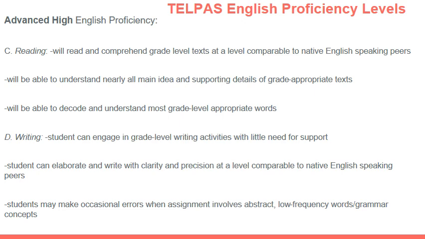An ELL student with advanced high English proficiency in their reading will be able to read and comprehend grade level texts, and their comprehension will be comparable to that of a native English speaking person. They'll also be able to understand the main idea and supporting details of grade appropriate text, and they won't necessarily need to have significant contextual support. They'll be able to read just the text itself without visual supports or modeling or pantomime or realia.